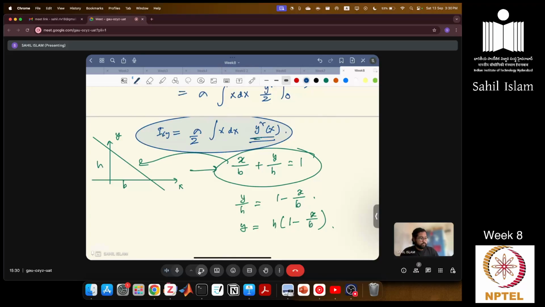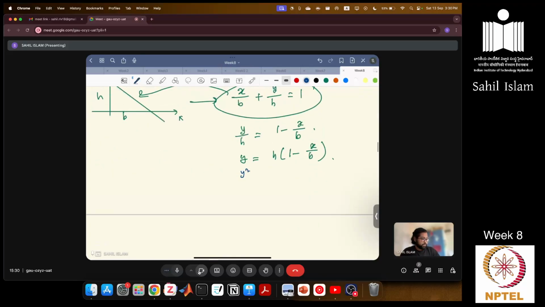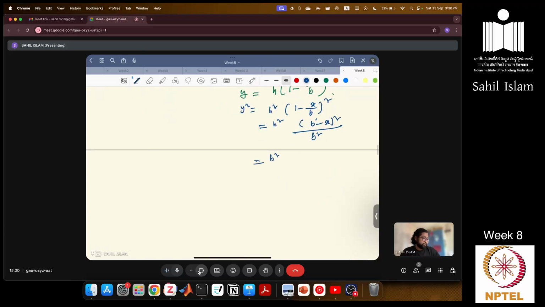Now let's put y square. So y square is h square times 1 minus x by b, whole square. So this becomes h square times (b minus x) whole square by b square. So it is basically h square by b square times (b minus x) whole square.